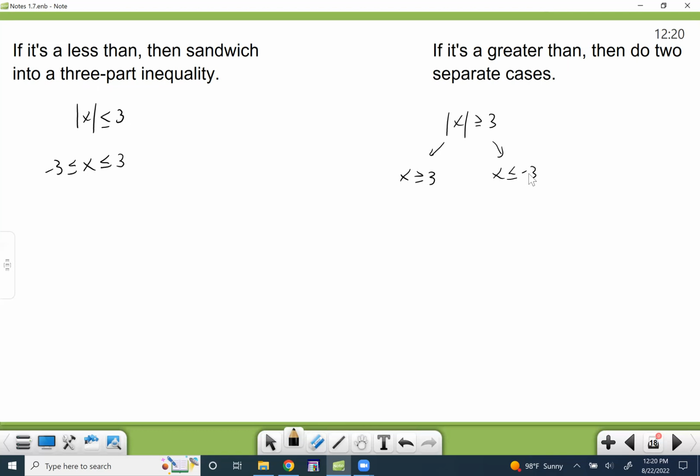Okay. Now I remember a teacher just told me this and I was like, okay, yeah, and I memorized it. Less than, sandwich, greater, two cases. Okay. And that's fine. But I do always like to make sure that everybody understands and kind of buys into that. Okay. So let me get a little number line going. Okay. All right. So let me go ahead and copy that.